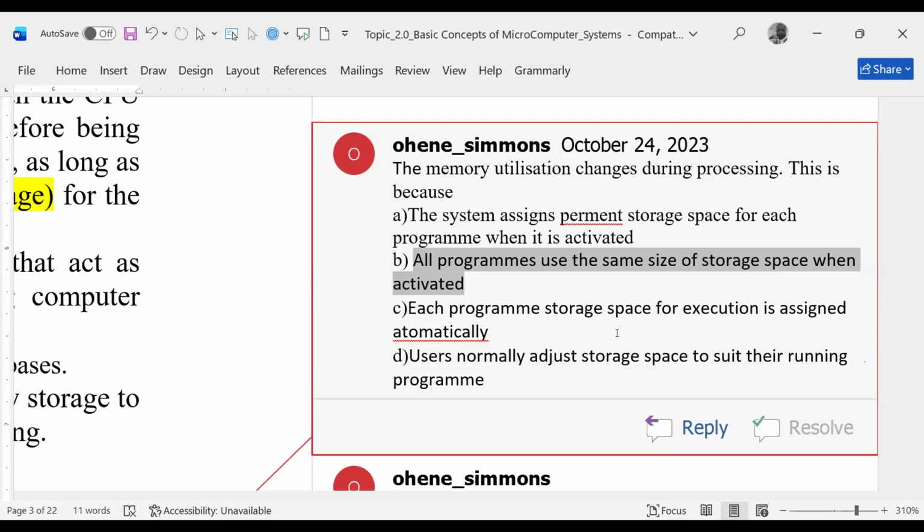Be fast. Okay, so the answer is C. I said somebody should solve it. I'm waiting. What is the answer? Each program storage space. The lady said the first one is wrong. You have chosen B. It's wrong. Two remain. So which is which?